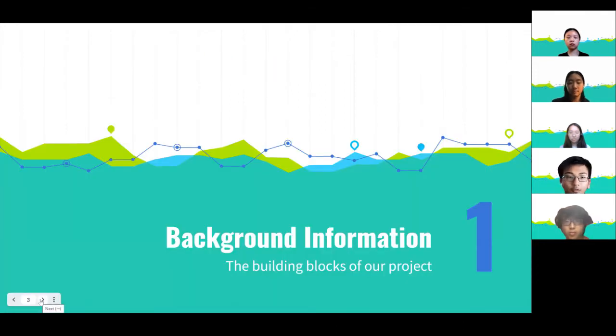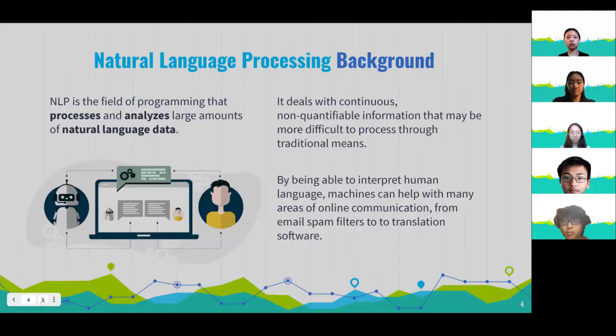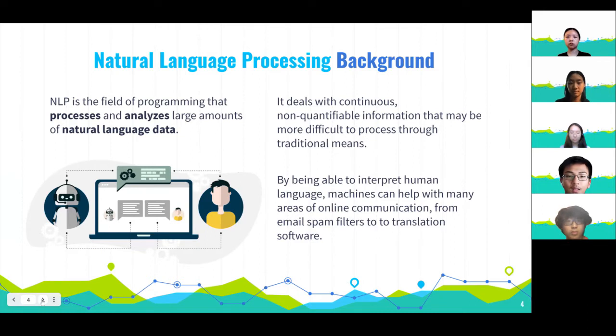So here is some background information on our project. The first thing is natural language processing, also known as NLP. This is the field of programming that processes and analyzes large amounts of natural language data. Natural language data is continuous but non-quantifiable, which means it does not involve any numbers. That means it can be more difficult to process because there are no computations involved. By being able to interpret human language, machines can help with many areas of online communication, anywhere from email spam filters to translation software.